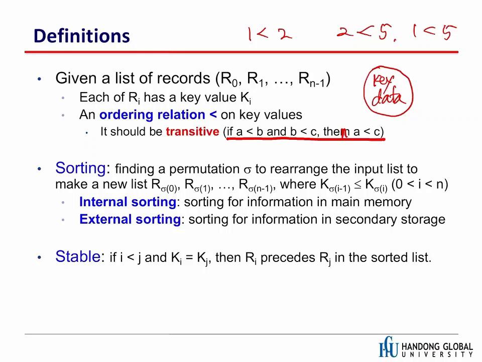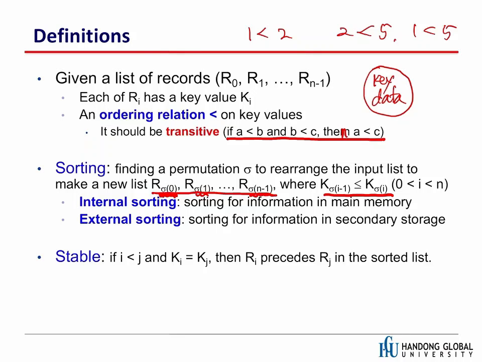So it's obvious. And then sorting is finding a permutation sigma to rearrange the input list to make a new list. In this case, we actually change the index. So you can see this sigma 0, sigma 1, and sigma n minus 1.